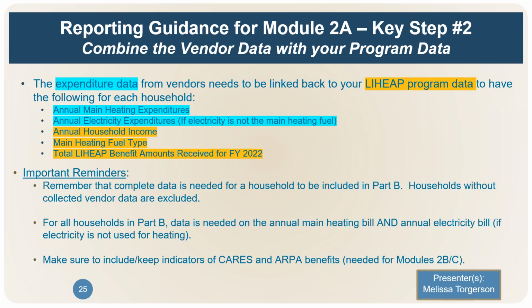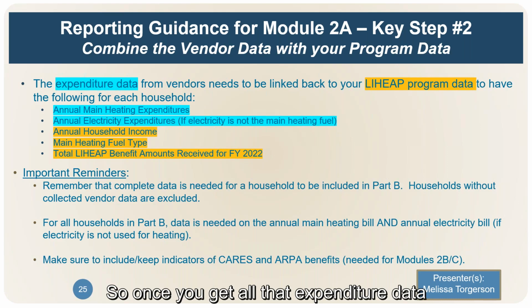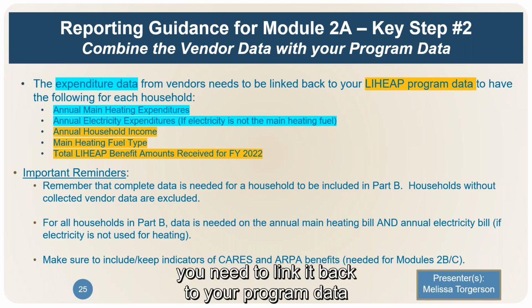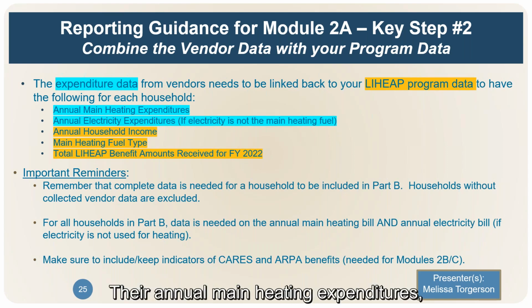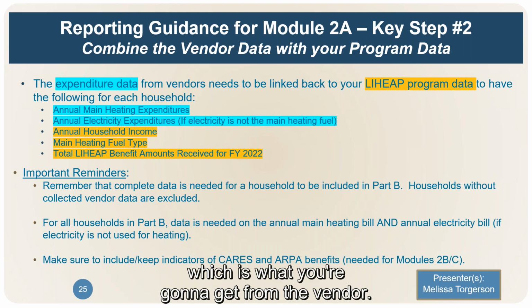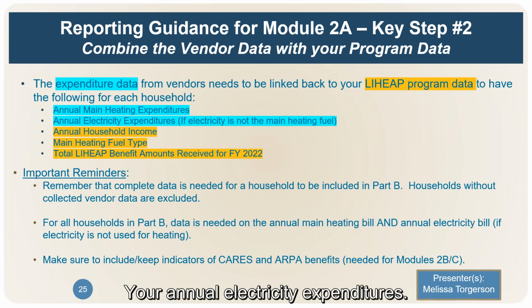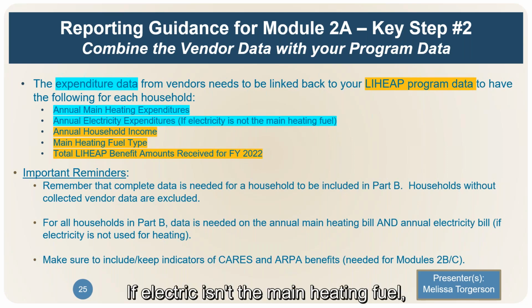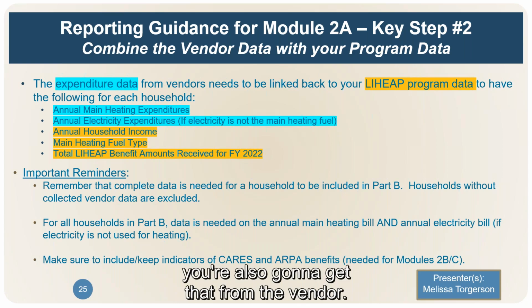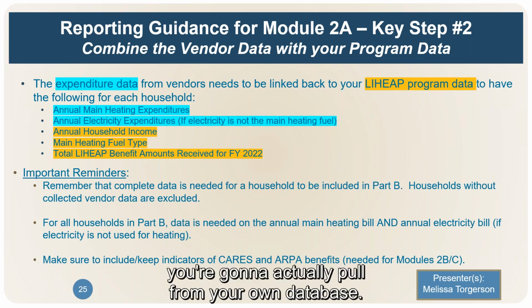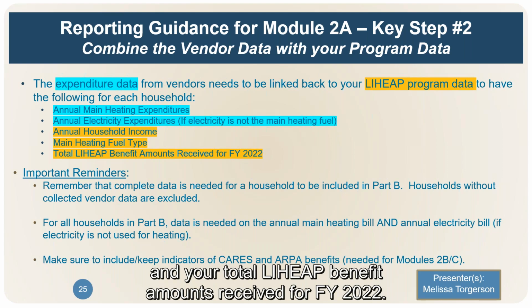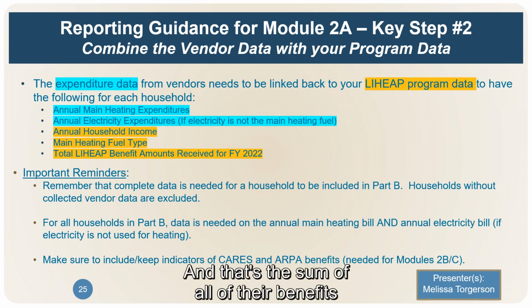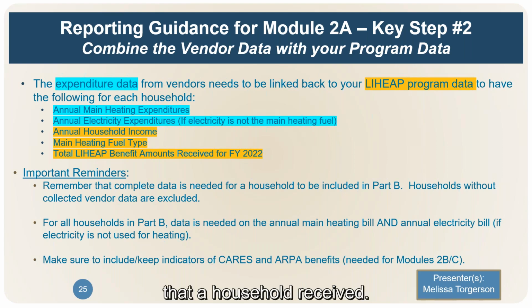Okay, next slide. So once you get all that expenditure data back from your vendors, you need to link it back to your program data so that basically you're calculating the following for each of your households. Their annual main heating expenditures, which is what you're going to get from the vendor, your annual electricity expenditures. If electric isn't the main heating fuel, you're also going to get that from the vendor. These other three you're going to actually pull from your own database: your annual household income, your main heating fuel type, and your total LIHEAP benefit amounts received for FY 2022. And that's the sum of all of their benefits that a household received.